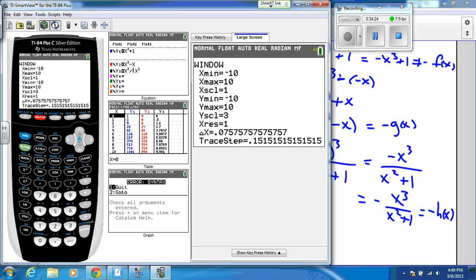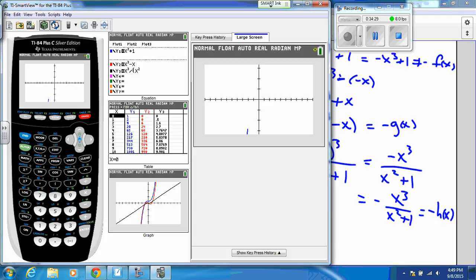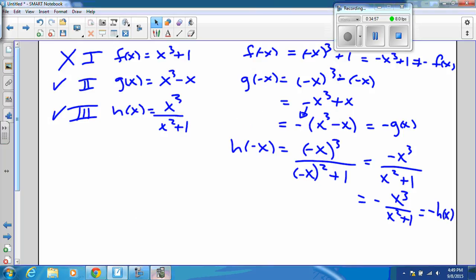Check my window size to make sure it's reasonable. It is. Graph away. Here comes y1. Definitely not odd. Here comes y2. Looks like it could be odd. And here comes y3. And it looks like it could be odd as well. So I get from the calculator that 2 and 3 look as if they could be odd. Notice I didn't say definitely are odd. And that confirms what I had done analytically, that 2 and 3 are odd functions.